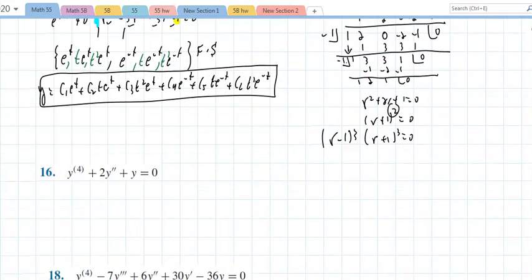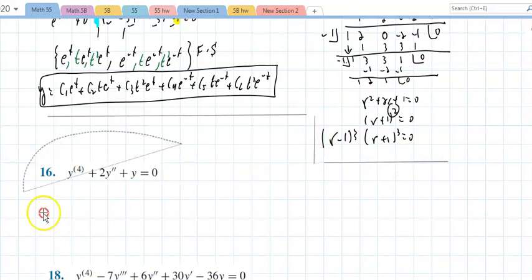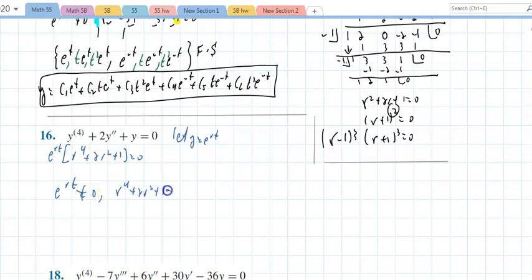Next problem up, number 16, the same deal. That is a linear equation with constant coefficients. That means y equals e to the rt will work. And here we go. If I let y equal e to the rt, I'm getting e to the rt times r to the 4th plus 2r squared plus 1 equals 0. e to the rt, of course, can never equal 0. It has to be r to the 4th plus 2r squared plus 1 equals 0.